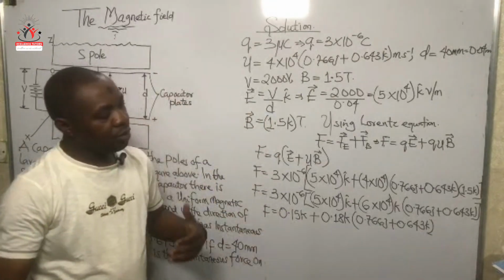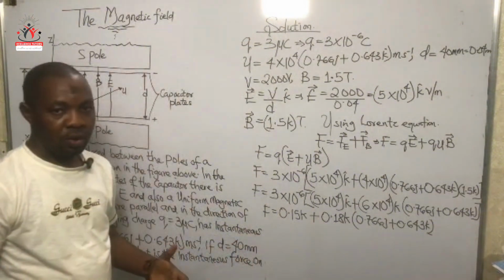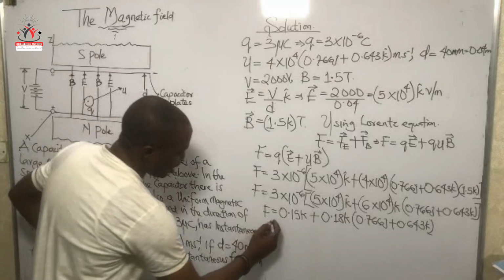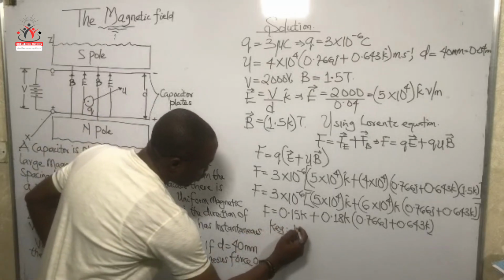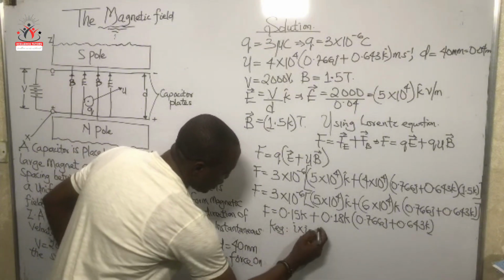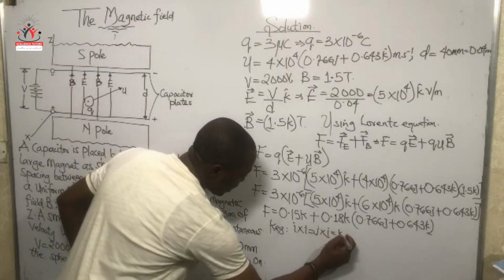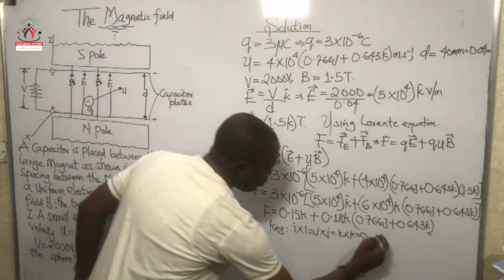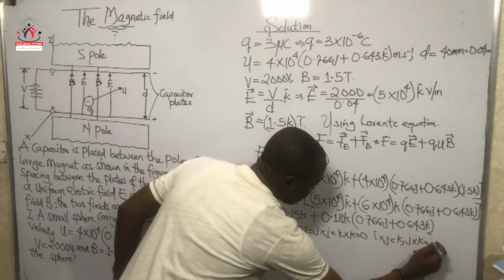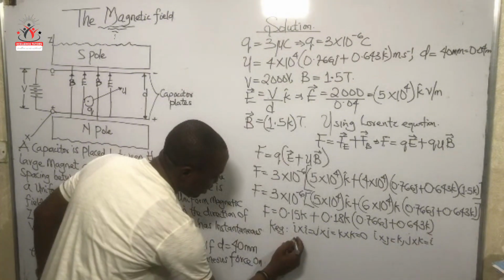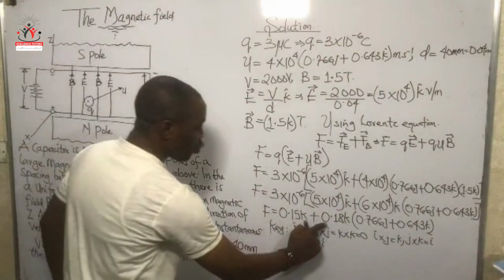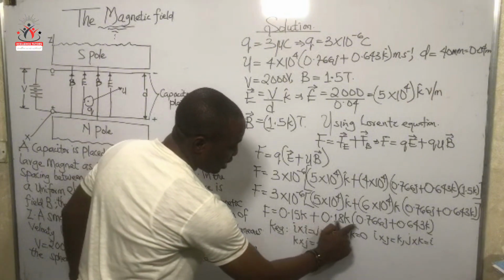Now, this is important. When we talk about the cross product of vectors, here are some of the key terms. The cross product of I times I is 0. J times J is 0. K times K is 0. But I times J is K. J times K is I. Also, K times J is negative I.